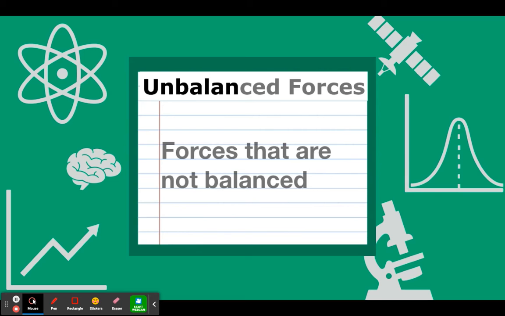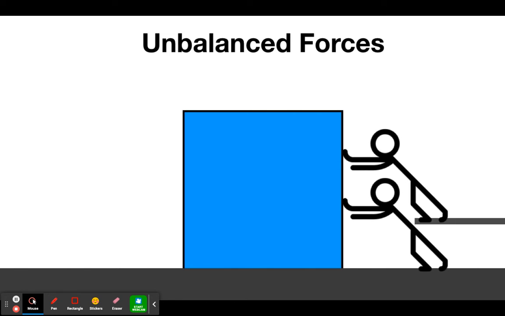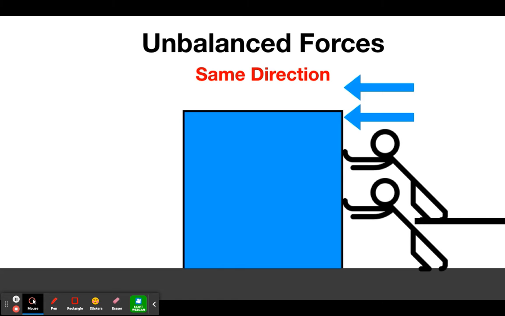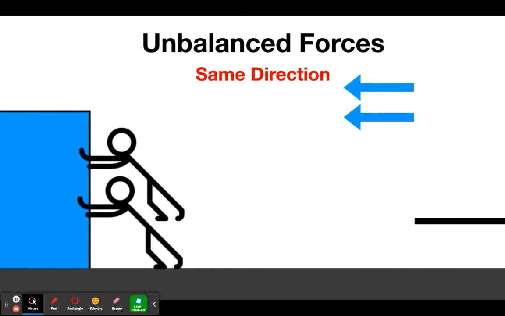In contrast, unbalanced forces are simply any forces that are not balanced. So for example, if you pushed a box from one side and your friend came to help you, you're now pushing in the same direction. When you push on the box, you will find that it definitely will move. So this is an example of an unbalanced force. Your forces are not canceling out.